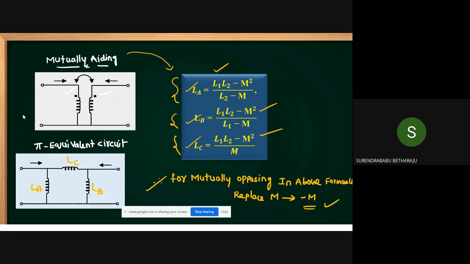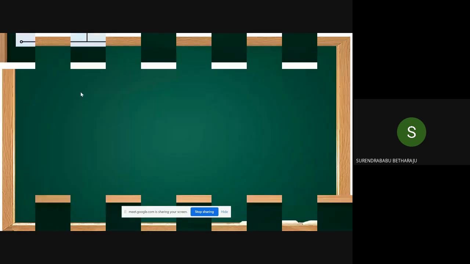Okay, this is about series aiding and series opposing, parallel aiding, parallel opposing, then how to convert a coupled circuit into T equivalent and into pi equivalent. Clear, friends? All are understood? Here I am giving one example. Please try to answer this question.